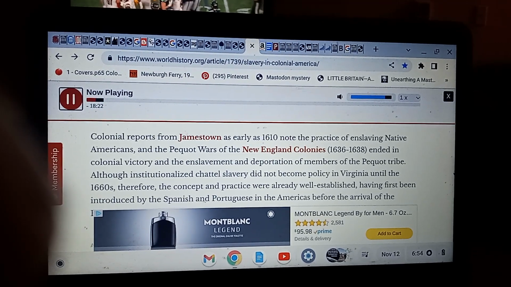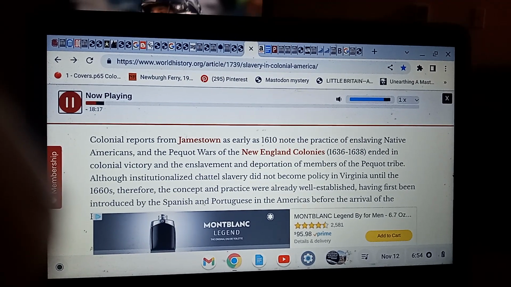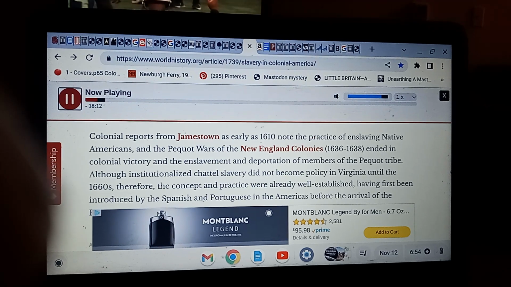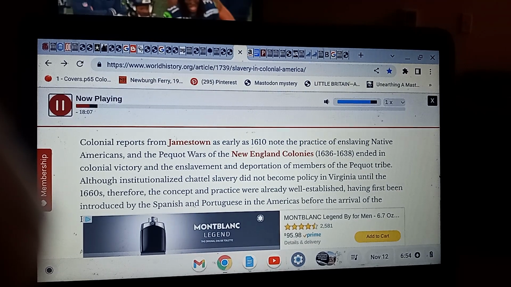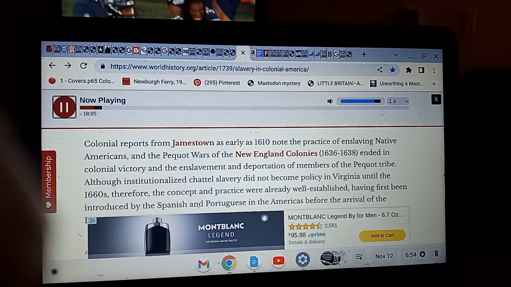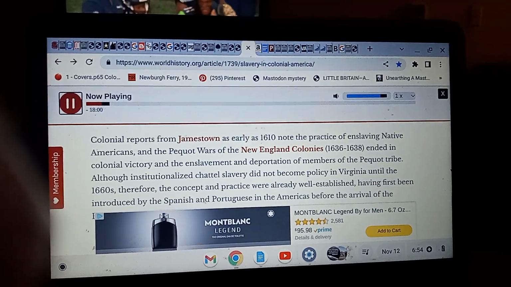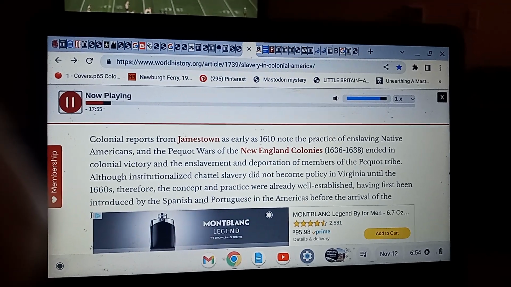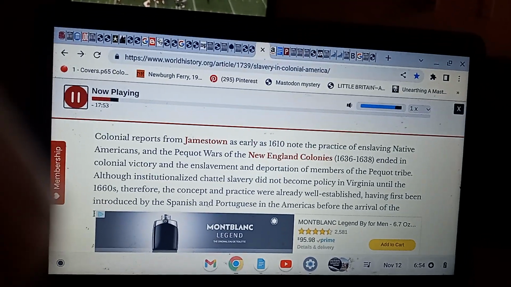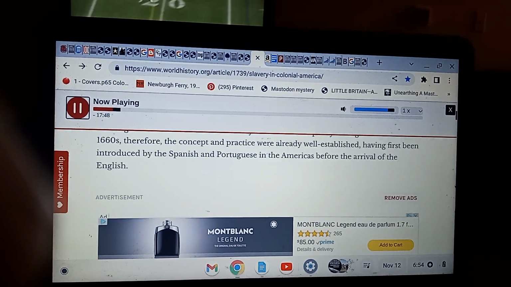Colonial reports from Jamestown as early as 1610 note the practice of enslaving Native Americans, and the Pequot Wars of the New England colonies, 1636 to 1638, ended in colonial victory and the enslavement and deportation of members of the Pequot tribe. Although institutionalized chattel slavery did not become policy in Virginia until the 1660s, therefore, the concept and practice were already well established, having first been introduced by the Spanish and Portuguese in the Americas before the arrival of the English.